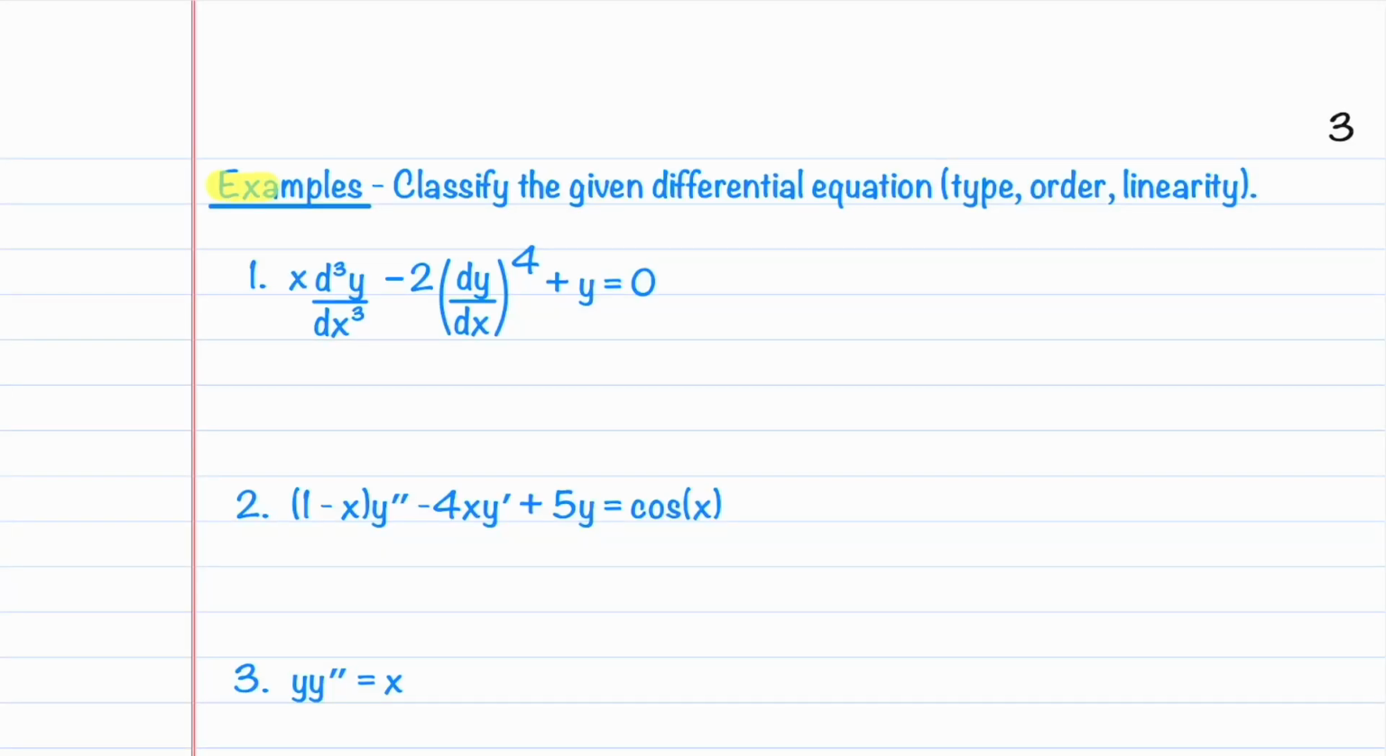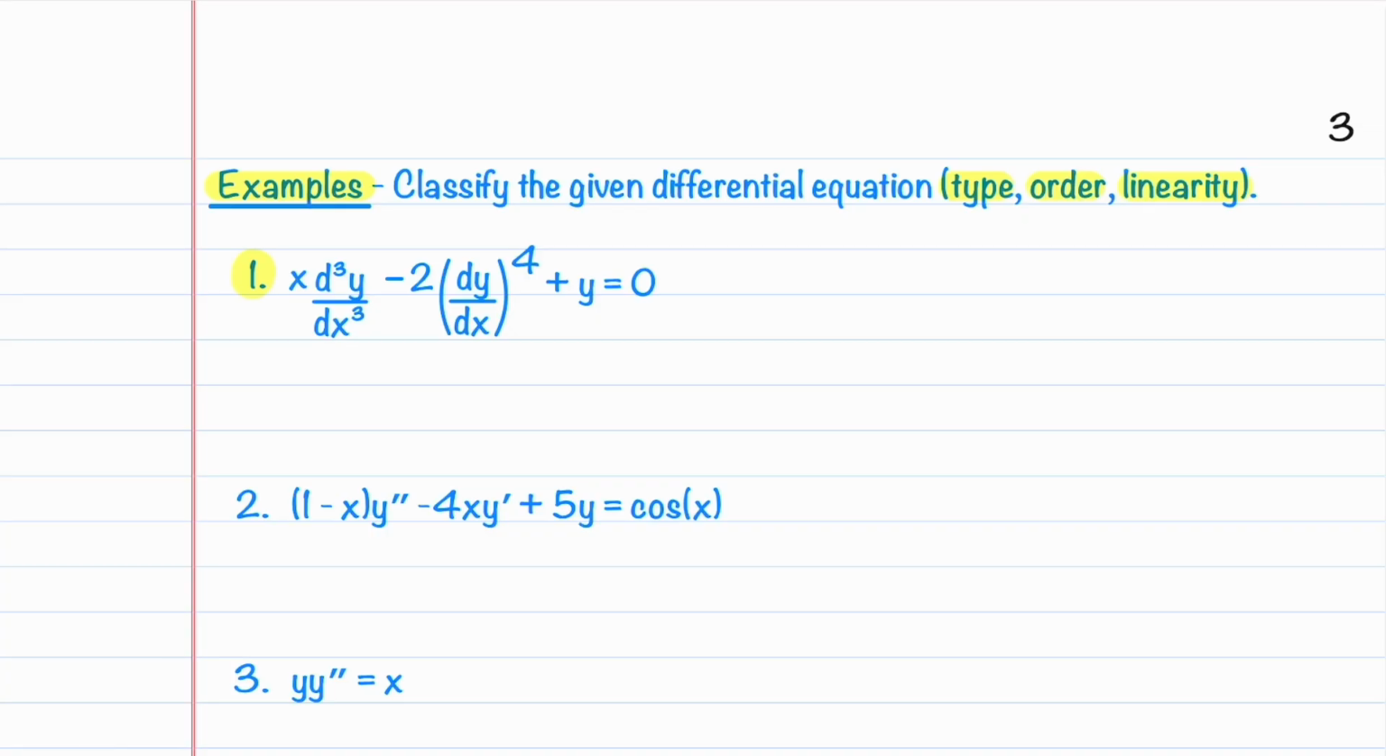Let's look at some examples where we are going to classify the given differential equation in terms of type, order, and linearity. Let's look at our first example. Let's first classify this equation according to type. It will either be an ordinary differential equation or a partial differential equation.